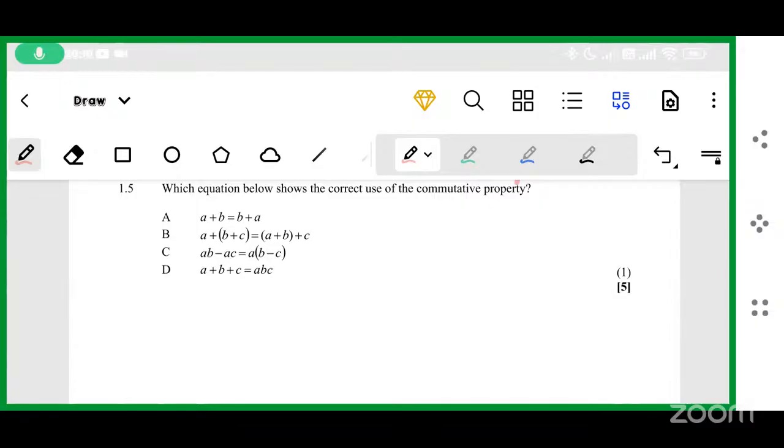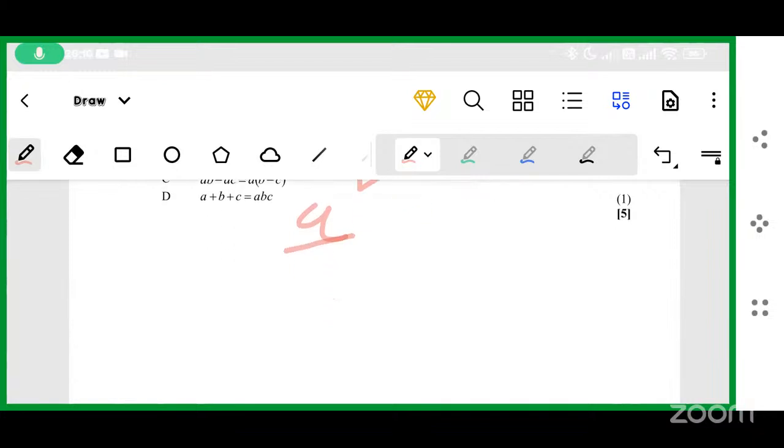Perfect. So 1.5. Which equation below shows the correct use of the commutative property? Do you know what a commutative property means? Yes, ma'am. Okay, what does it mean? Ma'am, it practically means that when you switch the numbers in an equation, it will give you the same answer. Like, let's say 1 plus 2 is equal to 2 plus 1. Okay. So which one is going to be your answer here? A. Okay, perfect. So the answer is A. I feel like you're ready.